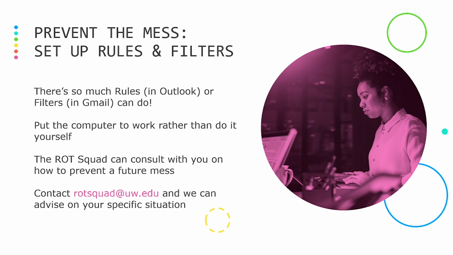A good thing to think about is maybe having more order going forward, right? So there's much that people can do with rules in Outlook or filters in Gmail. There's all kinds of types of rules. People can take notifications and put them into different folders from certain senders. Lynn, don't you have one where you make one of those for your boss a different color?